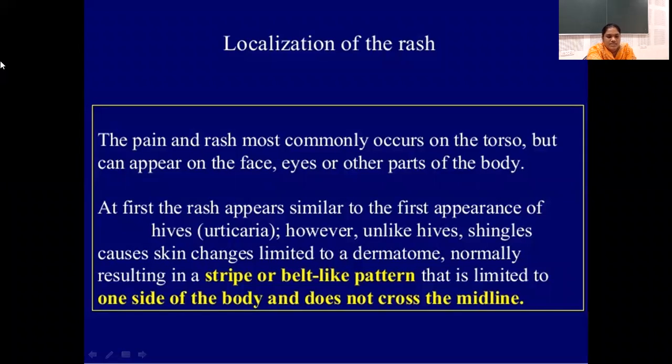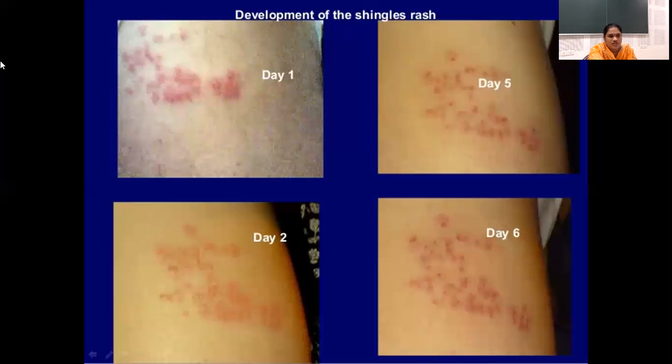Usually it causes skin changes limited to a dermatome, normally resulting in a belt-like pattern that is limited to one side of the body and does not cross the midline. This is the main feature: it does not cross the midline, and it is limited to one side of the body. So day 1 it appears like this, day 2, by day 6 it appears like this, crusted over.